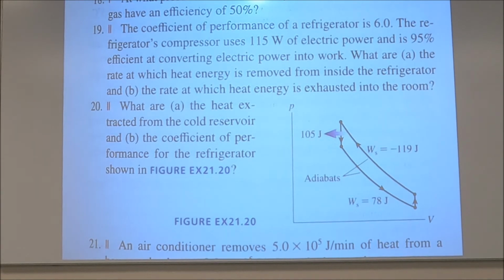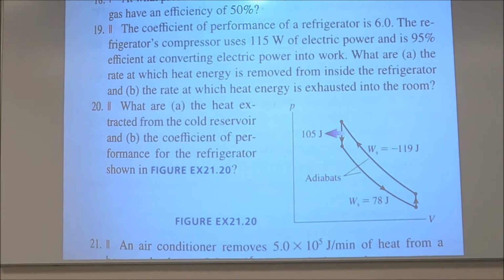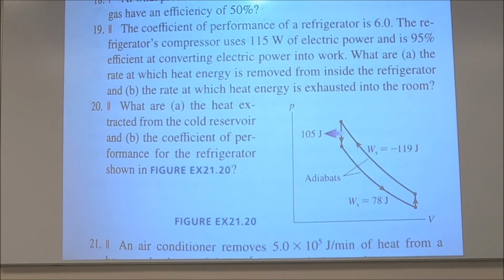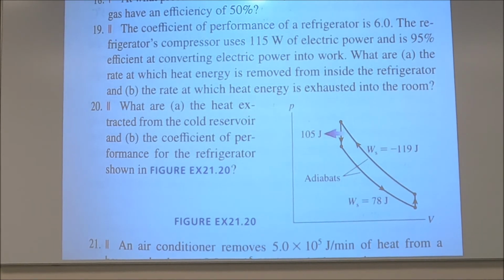So I have 6.0 is equal to QC over 109.25 joules. So QC is 655.5 joules per second. And it asks us, what is the rate at which heat energy is removed from inside the refrigerator? And it's removed at 655 joules per second, because your book always does things to 3 significant figures.